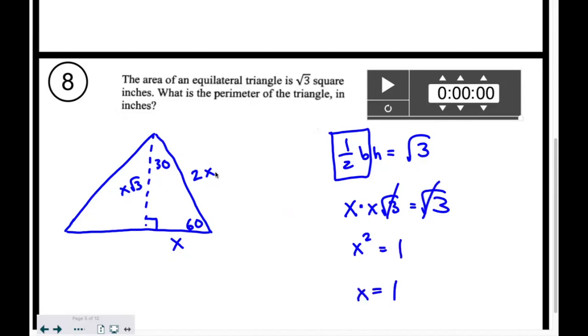So if x is 1, then the side length of the equilateral triangle is 2, which means the perimeter is then 6, because it's 3 times 2. So the answer to the problem is 6. But to me, if they give you the area of an equilateral triangle, it's easiest to set it up like this, where this is x and then x root 3. And then the area is just going to be x squared root 3, because again, this x already is half the base.